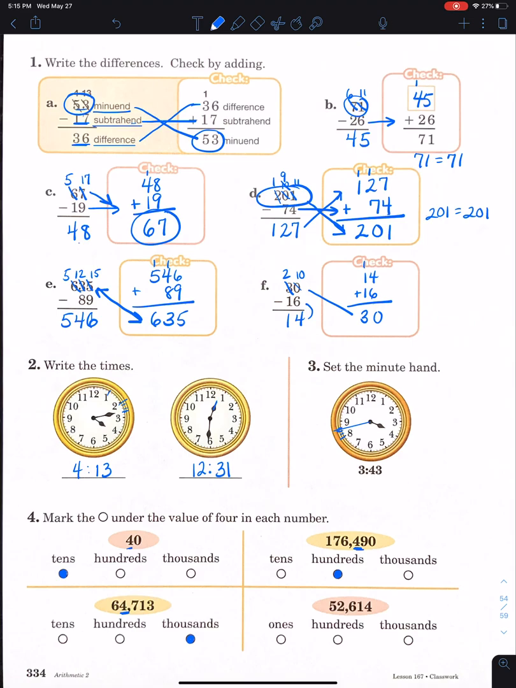Finally, 52,614. The 4 is in what place? The ones place. And there you have it, boys and girls.